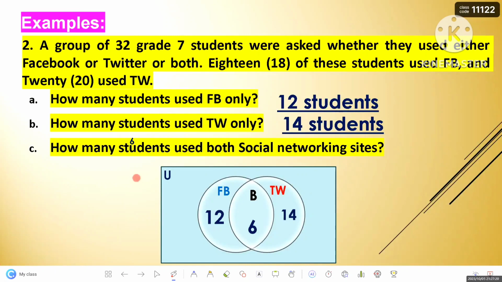And letter C, how many students use both social networking sites? So, obviously, ito ay 6. Tama kaya? Let's try. Correct. 6 students use both social networking sites. So, ito yung kanilang intersection. So, this is an example number 2 using the Venn diagram.